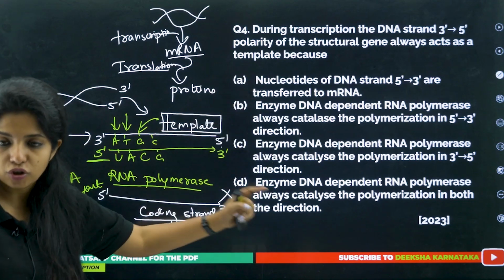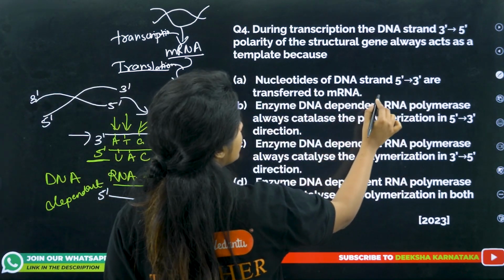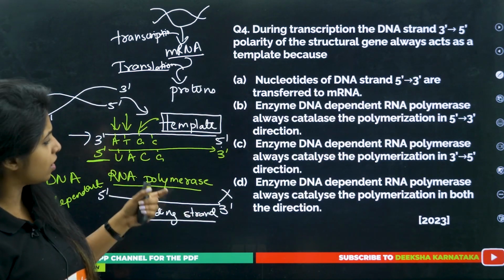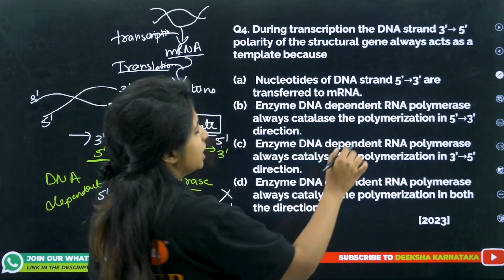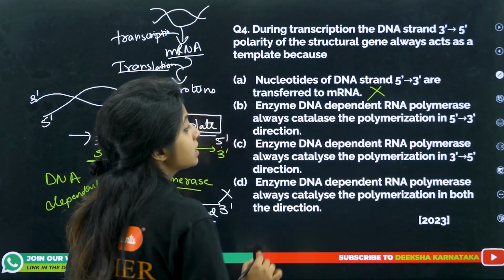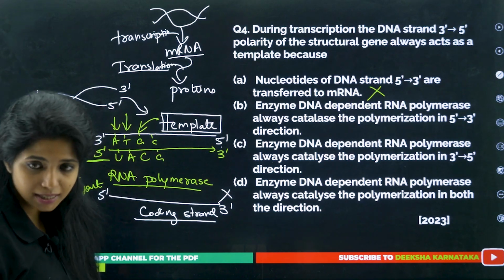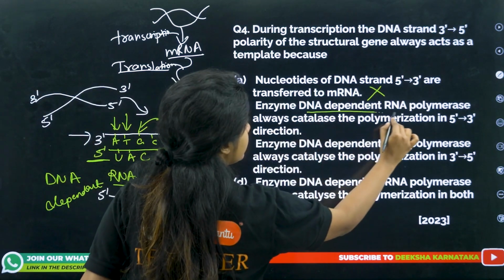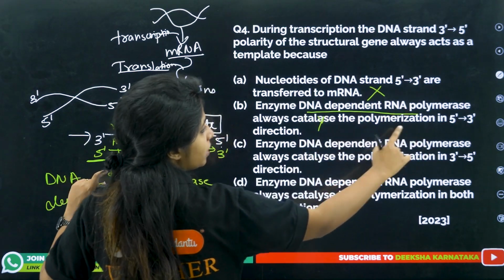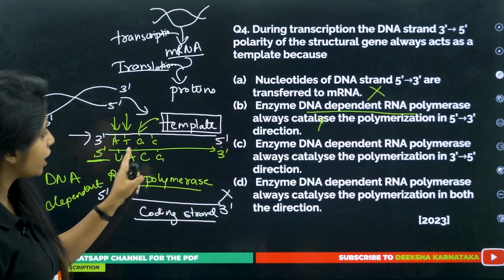Now we have to match the option. Nucleotides of DNA strand 5' to 3' are transferred to mRNA. Is it that so? Nothing of that happens. Enzyme DNA dependent RNA polymerase always catalyzes the polymerization in 5' to 3' direction.